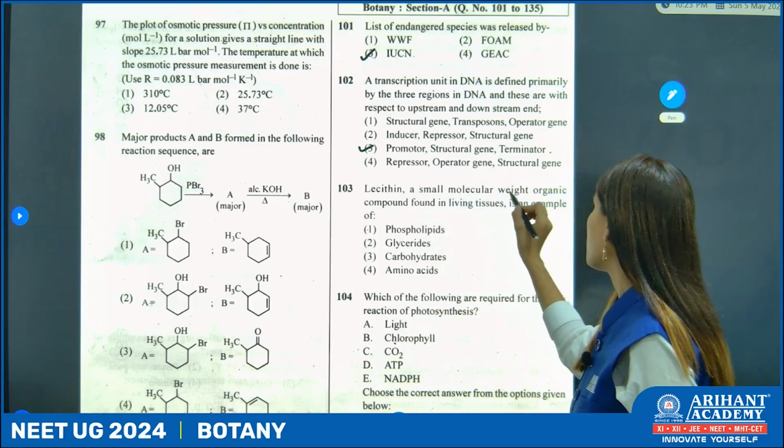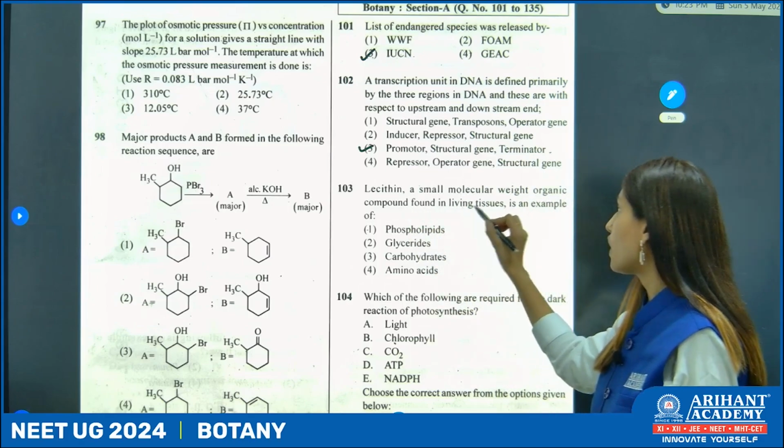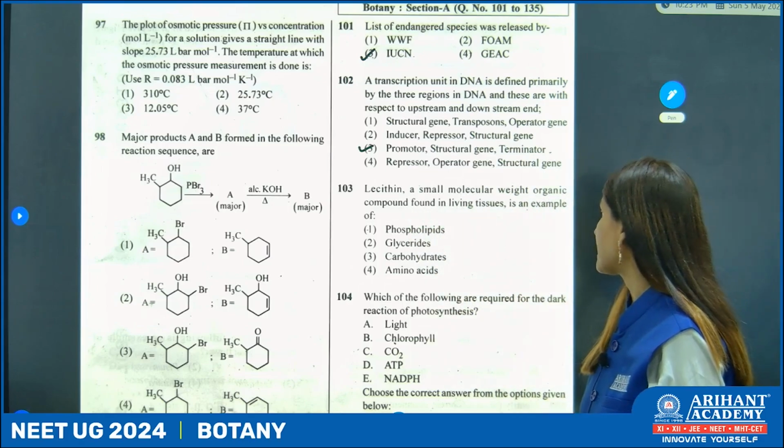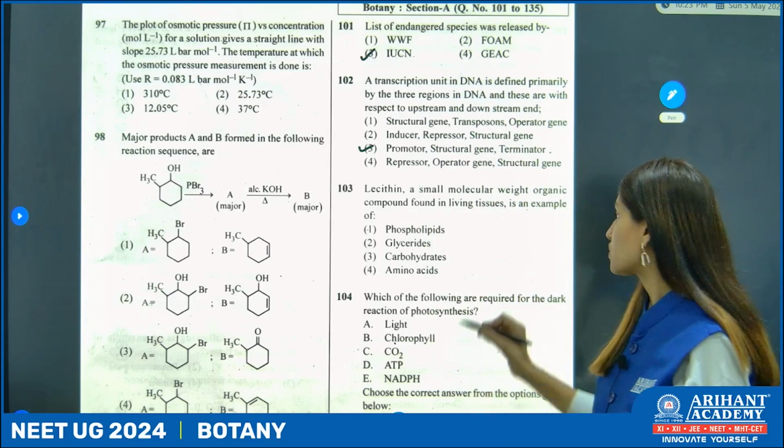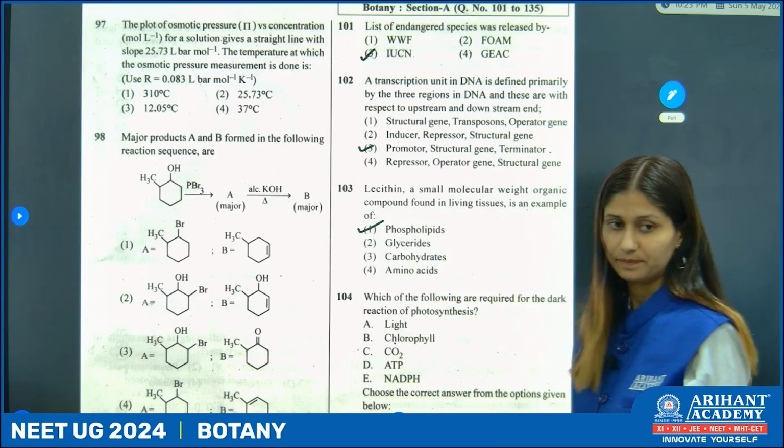Lecithin is a small molecular weight organic compound found in living tissues. It is an example of what? Lecithin is an example of phospholipid. So the answer would be 1.